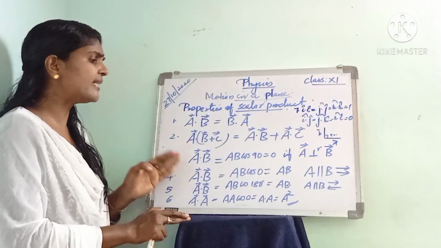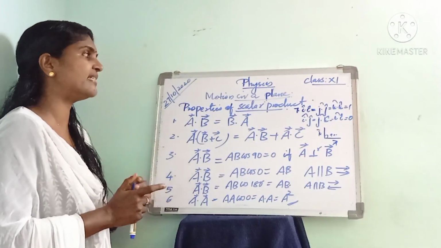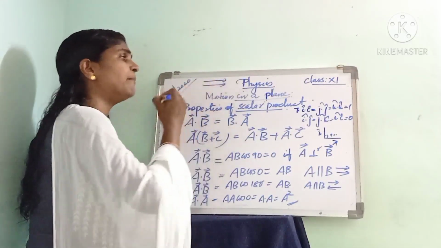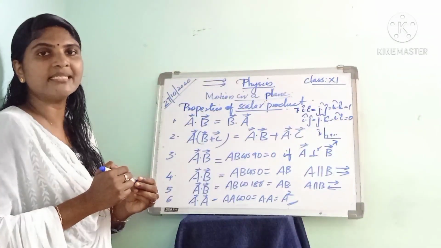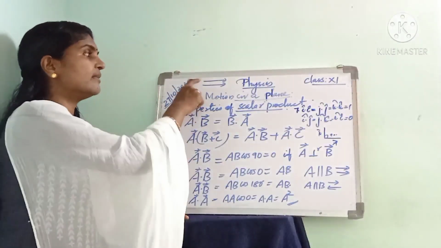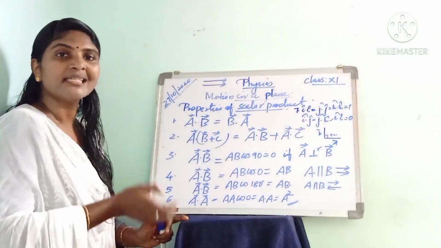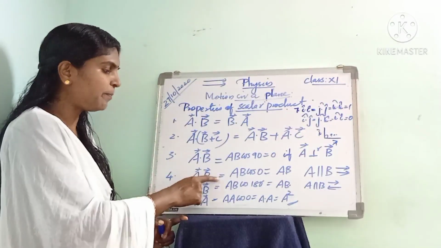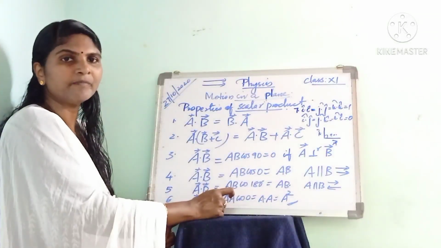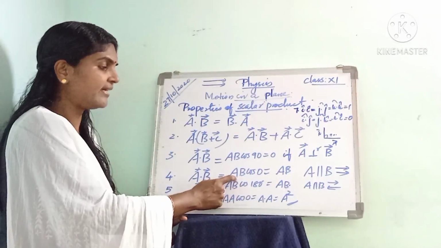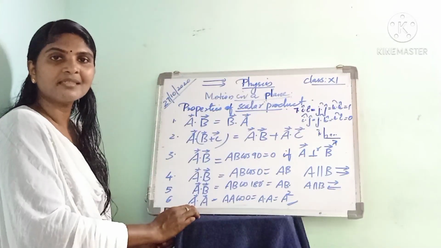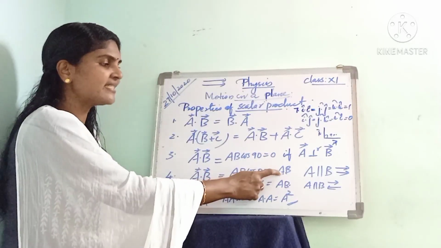Next, suppose we have two vectors A and B, they are parallel and acting in the same direction. Then what is the angle? The angle between the two vectors is 0. So we can say A dot B is equal to AB cos 0. Then what is the value of cos 0? It is 1. So AB into 1, that is AB.